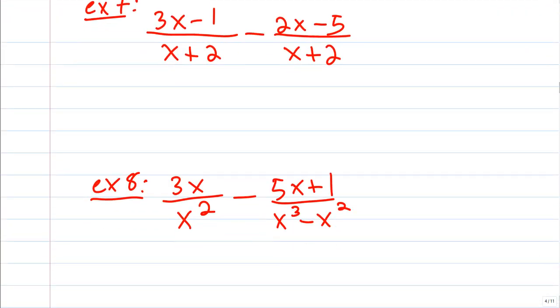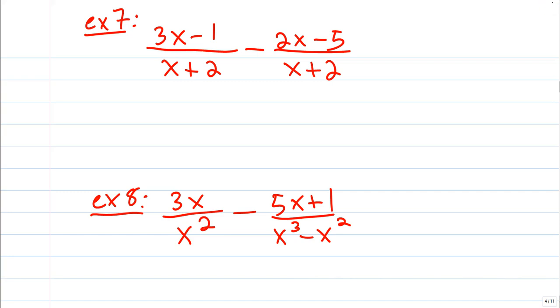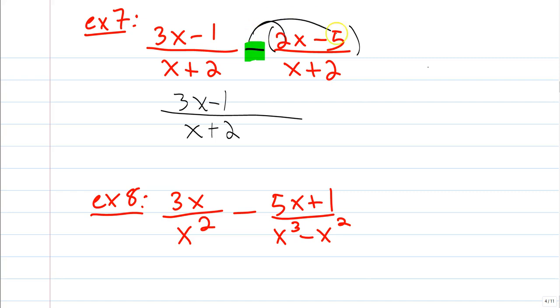Here's the good news. These have a common denominator. This does not become x minus 6, though. See, the issue here is that I'm subtracting this entire group. So what I would encourage you to do is give it the common denominator we have here, do 3x minus 1, and then distribute the negative to make that a minus 2x and a plus 5.